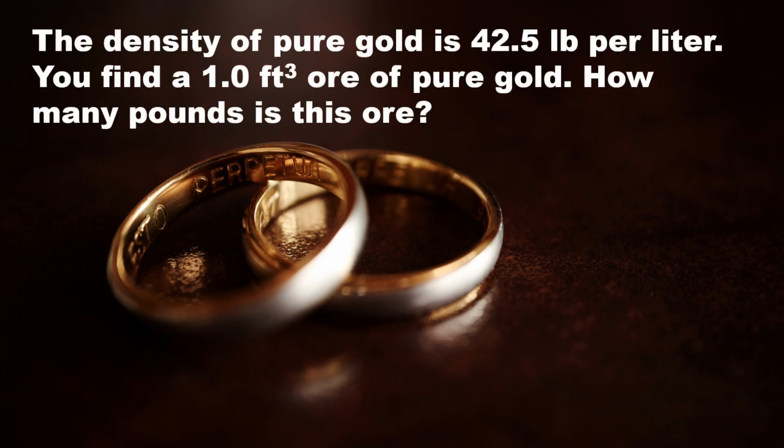The density of pure gold is 42.5 pounds per liter. You find a 1.0 cubic foot ore of pure gold. How many pounds is this ore?